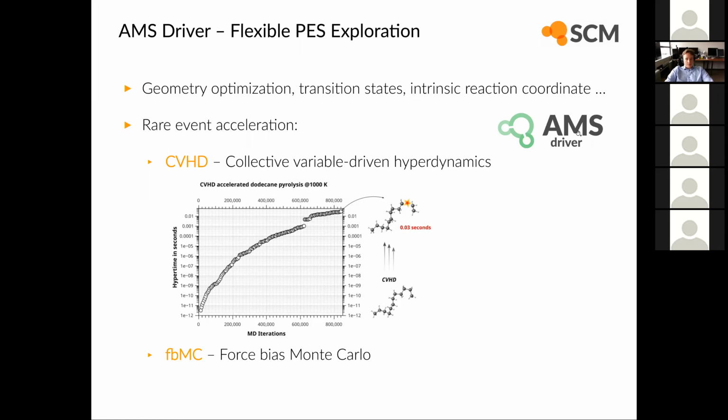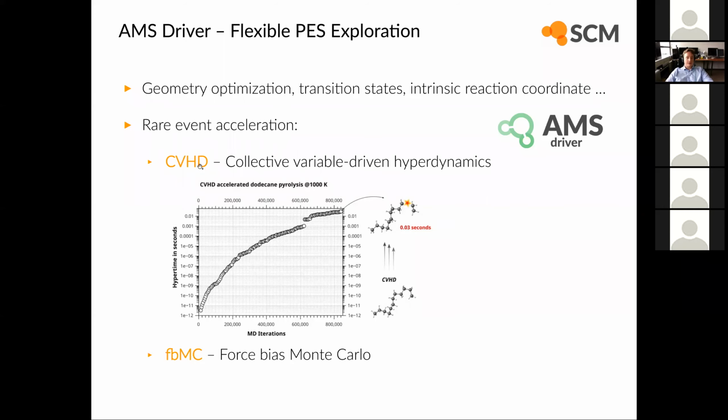To simulate actual processes, one usually uses molecular dynamics or Monte Carlo simulations. And often one is confronted with the fact that chemical reactions may happen at a longer time scale than one is actually able to simulate. So there might be rare chemical events, and they may require way too many MD steps or Monte Carlo steps to actually happen in a simulation. To overcome that, we have implemented several different methods to accelerate such rare events.